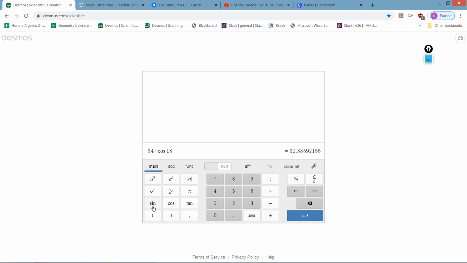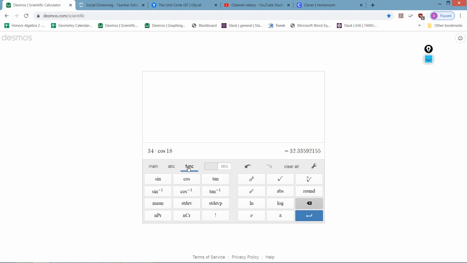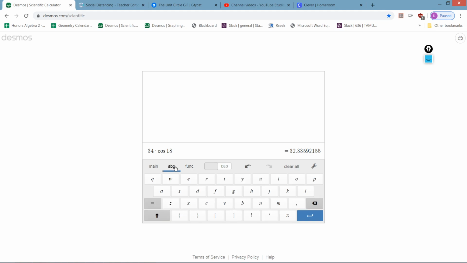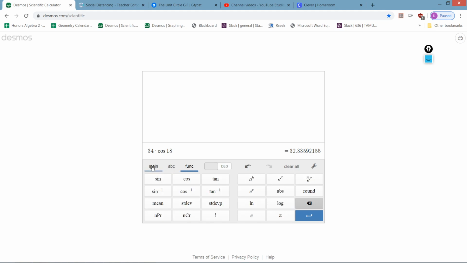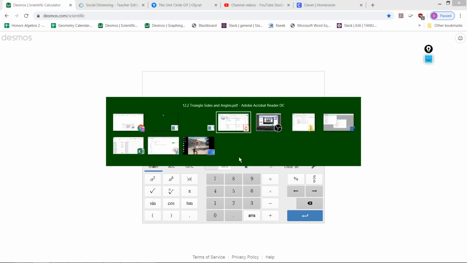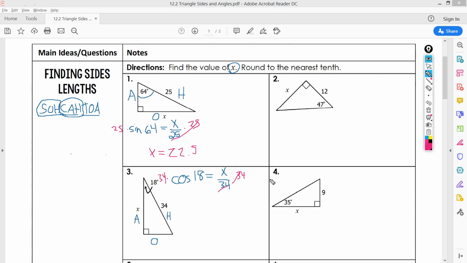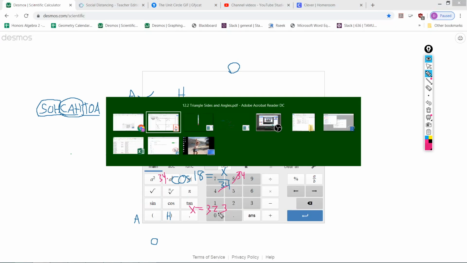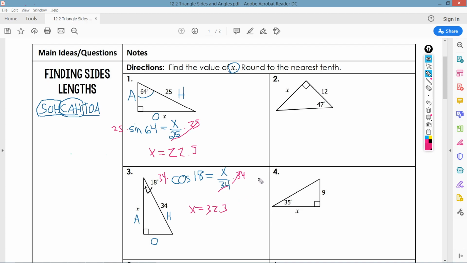Okay? You can click these buttons down here, cosine, sine, tangent. Looks like they don't have secant, cosecant, and cotangent. But, you know, whatever. You just flip the decimal or something. I don't know if you have problems like that. But anyway, 32.3. So that's it. X equals 32.3. That was the number, right? Okay. So yeah, that's it right there. You guys good? Yeah? Cool.